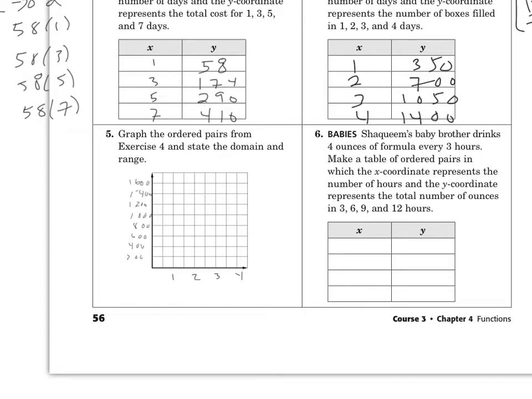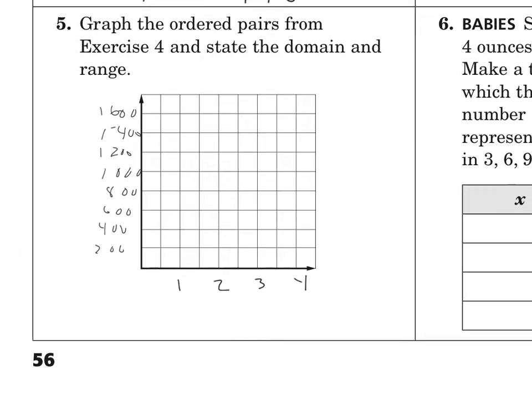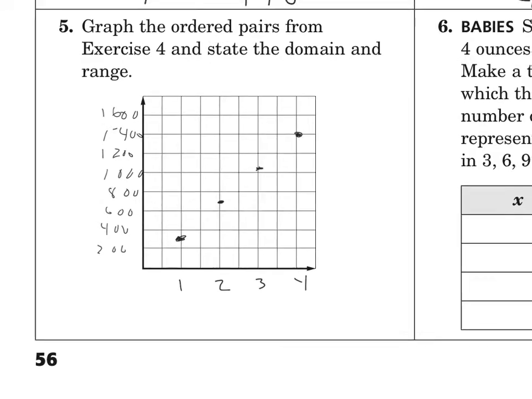On the first day we produced 350 boxes, so that would be here. On the second day we produced 700 boxes, so that would be about there. On the third day we produced 1,050 boxes, about there. And on the fourth day we produced 1,400 boxes, would be there.